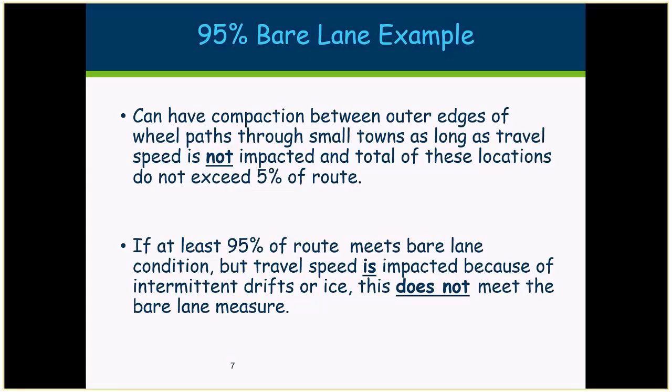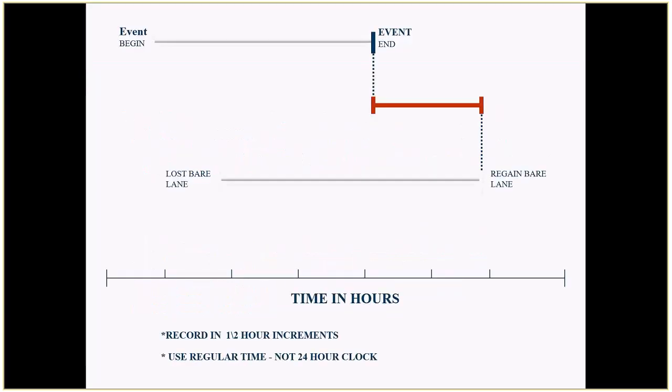A little bit of an example of 95% bare lane. We can have compaction between the outer edges of the wheel paths through small towns as long as, and again this is the important one, travel speed is not impacted and the total of those locations does not exceed 5% of the route. If at least 95% of the route meets the bare lane condition that we just saw, but travel speed is impacted because of intermittent drifts or ice, it does not meet the bare lane measure.